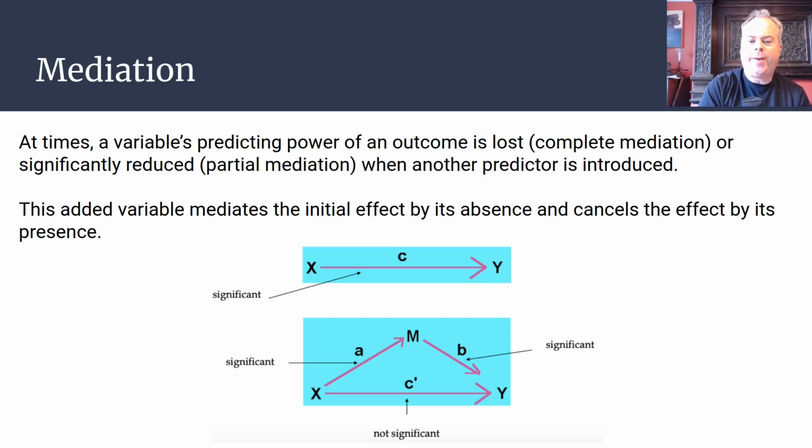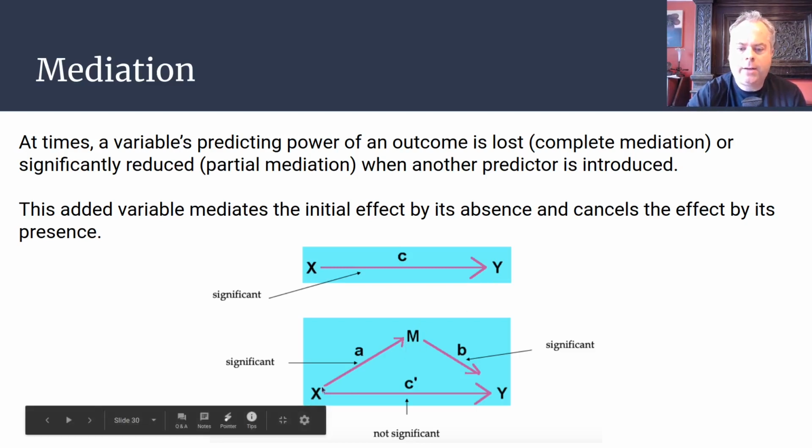So this extra variable actually mediates the initial effect by its absence and cancels the effect by its presence. So here's an example down here where I've got an influence of x on y, but actually when we add our mediator, the direct effect of x and y is no longer significant. X affects our mediator, so this is a positive relationship here, and our mediator affects significantly our outcome variable.